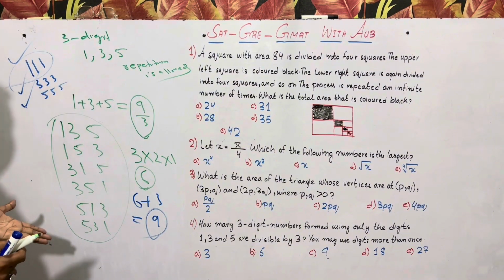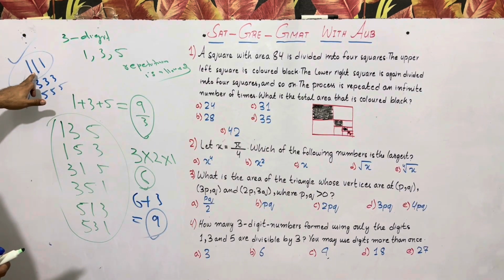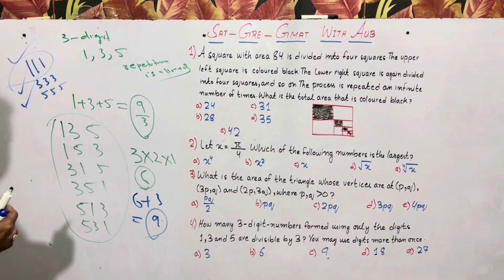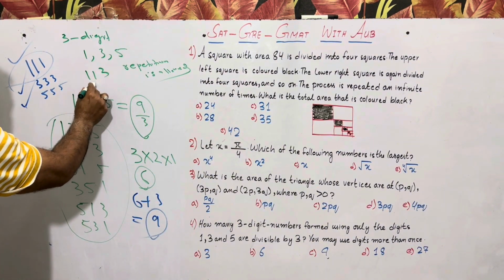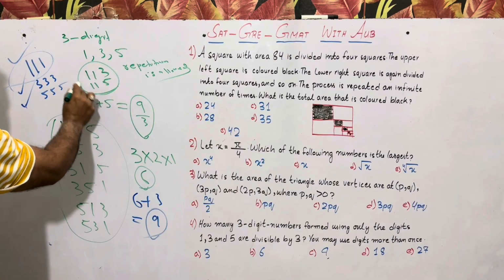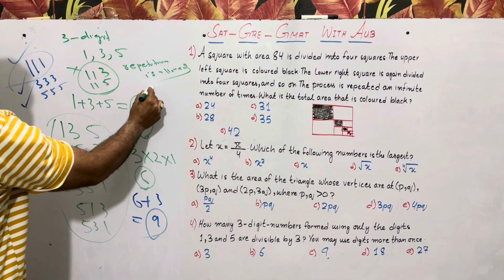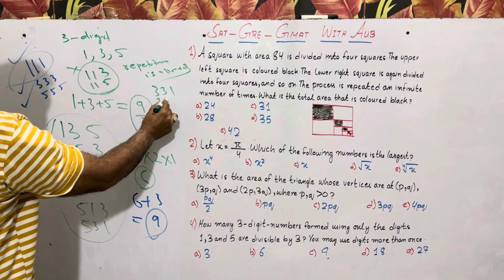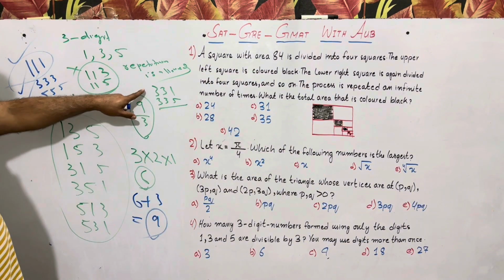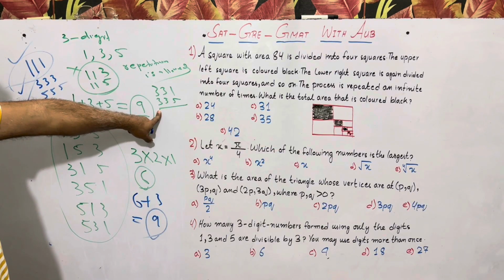Repetition is allowed, and the number must be divisible by 3. If we repeat a digit more than once along with another digit, it gives us a number that is not divisible by 3. Look at this: 1, 1, you can take 3, or 1, 1, you can take 5. These are numbers that are not divisible by 3. The sum of the digits 7 is not divisible by 3. The sum of digits 11 is not divisible by 3.